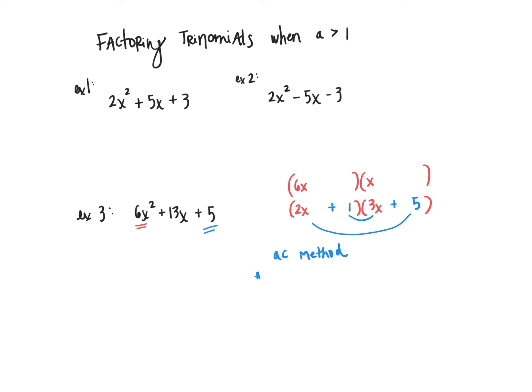And the first thing that you're going to do is multiply A times C. So in this case, your A is 6 and your C is 5. So we're going to multiply 6 times 5 to get 30. So what you're going to do is ask yourself, what multiplies to 30? Well, you have several options.